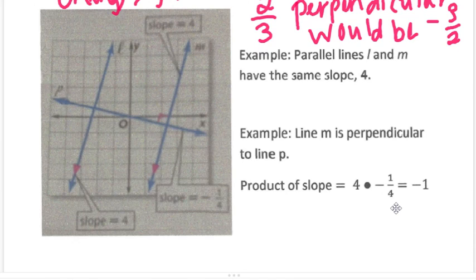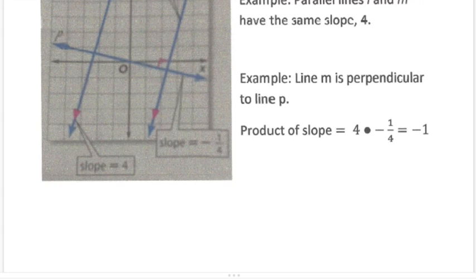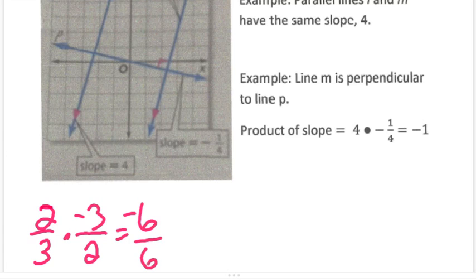So this is just a couple more examples. If I were to multiply, let me just do this down here, 2/3 times -3/2, I get -6/6, which is -1. So when you're finding the perpendicular slope, if you multiply those two numbers together, they should equal -1. If they don't equal -1, you have the wrong slope.